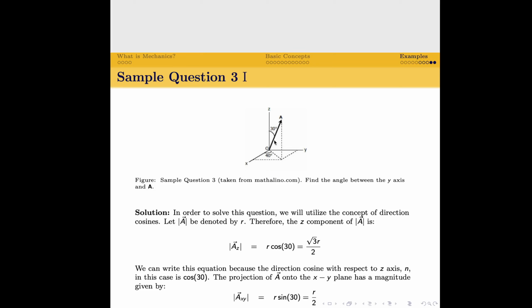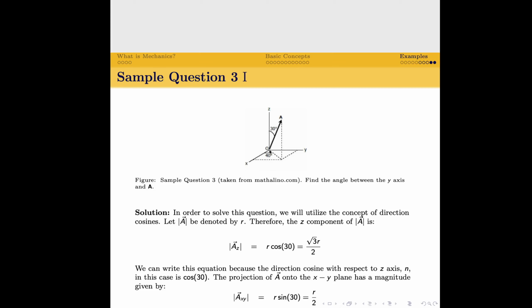In a similar way, I can take the projection of vector A onto the xy plane. Now this vector A makes an angle of 60 degrees with the xy plane. So the projection of vector A onto the xy plane will have a magnitude of r cos 60 degrees, which is nothing but r sin 30 degrees, and therefore its magnitude is r by 2. Now after you have projected, you are going to end up with a vector. Let's call that vector Axy and forget the magnitude for the moment.